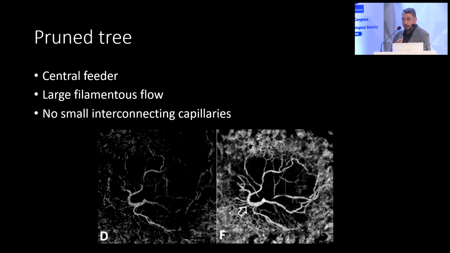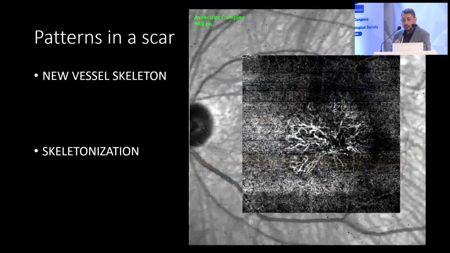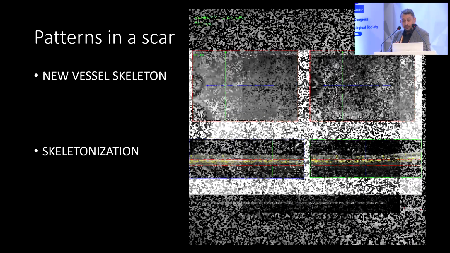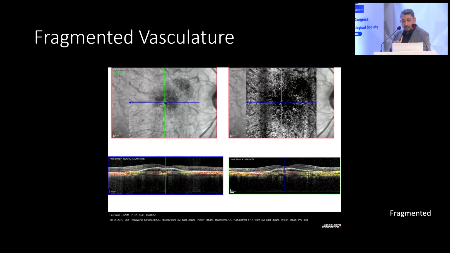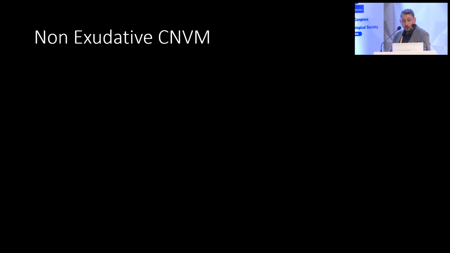So when a CNVM fibroses or goes away, it looks like this. It looks like a pruned tree appearance. Only the big filamentous vessels and no small connecting vessels. And there are two patterns. One is called skeletonization, in which you just see a broken framework of the whole neovascular membrane, and that tells you that it is nearly about to regress and go away. So skeletonization and a fragmented vasculature is what you could be looking at, and it could be an indication for you to stop treatment.